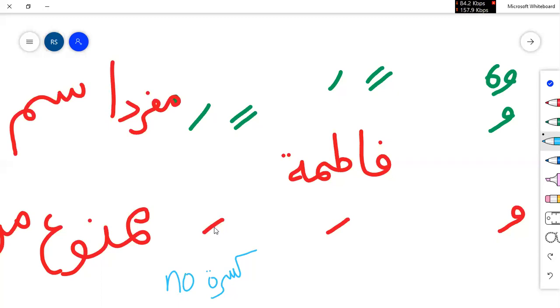So if I ask you to make the word Fatima marfu, you will put just dhamma here. If I ask you to make the word Fatima mansub, you will put fatha here. If I ask you to make the word Fatima majrur, will you put kasra or something else? Fatha. Okay, we cannot use kasra with mamnu minasarf. So Fatimatu, Fatimata, Fatimata. Any question?